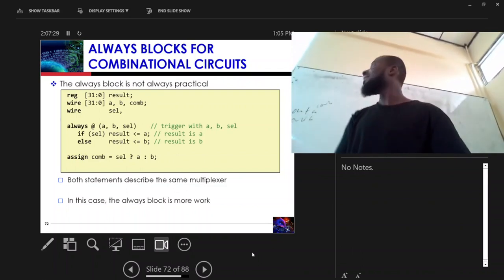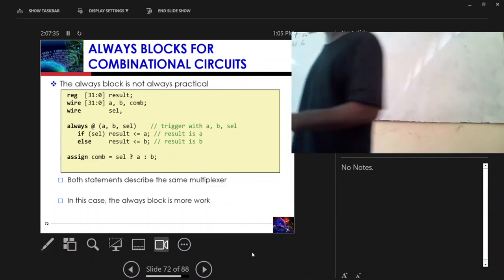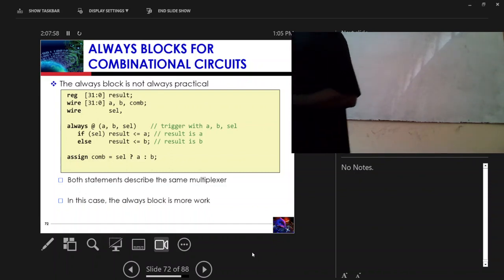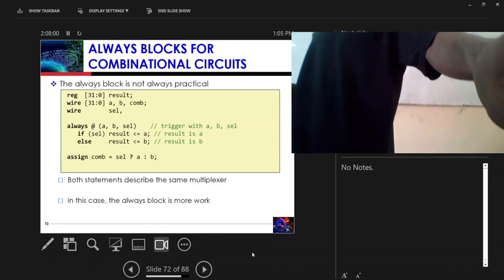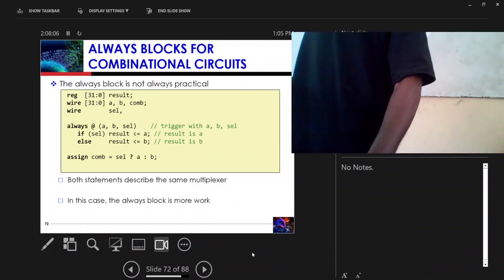Understood? All right. And the next thing is the always block. You write more code with the always block if you're doing combinational logic. But if you are just using the assign, your code is actually shorter. It just depends on you, it's your choice. You can use the always block or the assign statement to design your combinational logic. Understood?